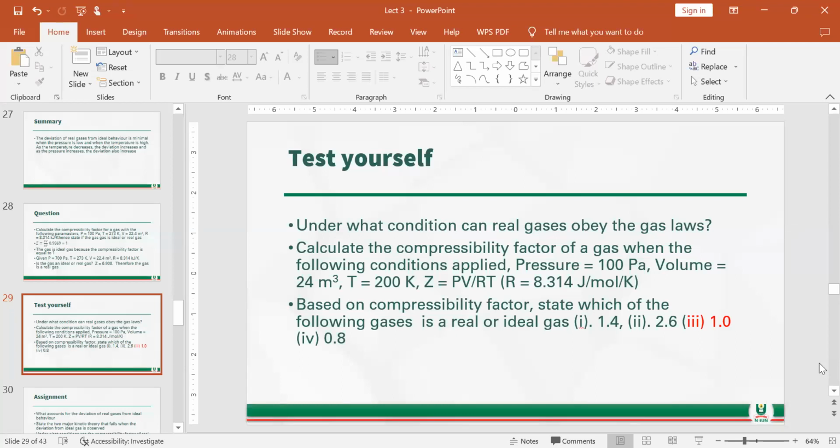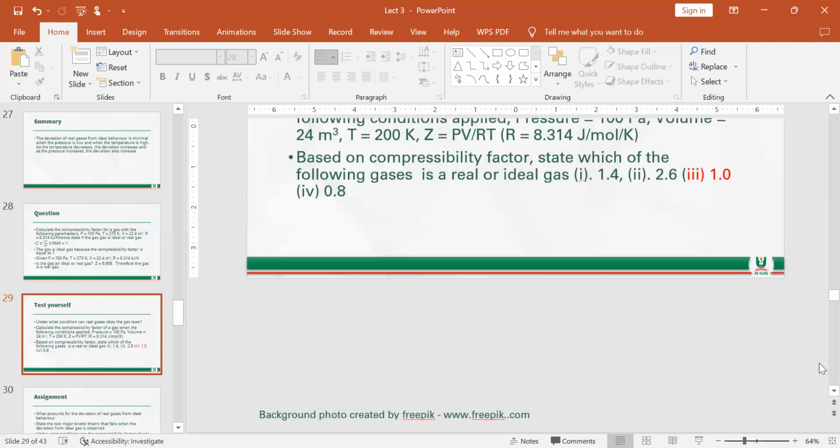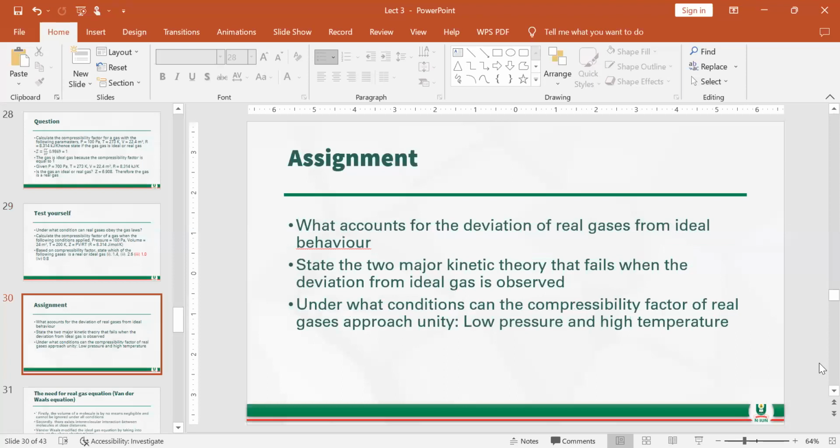Calculate the compressibility factor of the gas. We have already done that. Based on compressibility factor, state which of the following gases is a real or ideal gas. So 1.4 is a real gas, 2.6 is a real gas, 1.0 is an ideal gas, and the other one is a real gas.